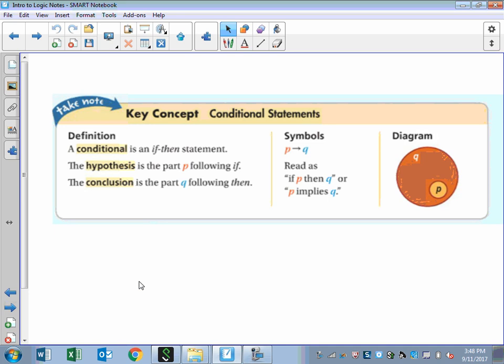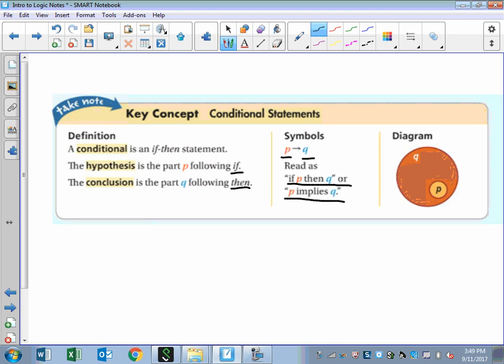So key concepts. Conditional statement. A conditional statement is just an if-then statement. It's made up of a hypothesis and a conclusion. So if we look at our symbols, the P is the hypothesis and the Q is the conclusion. Now if we're talking about an if-then statement, the hypothesis is the part that comes after if, and the conclusion is the part that comes after then. Okay, and it's going to read if P, then Q, or P implies that Q happens.